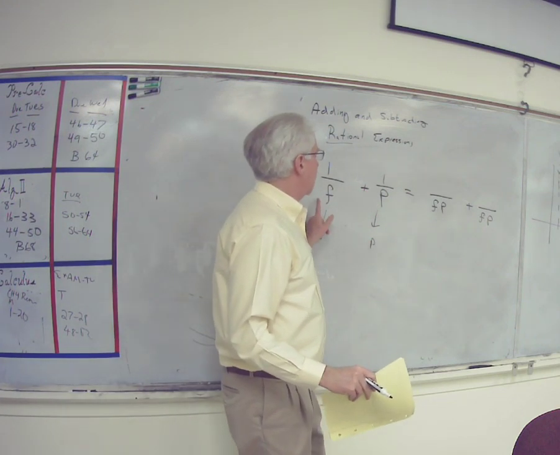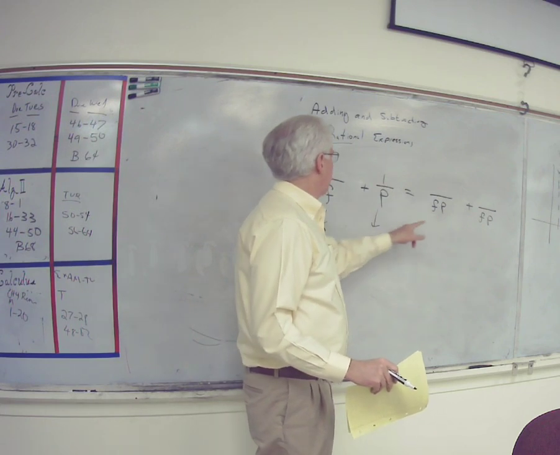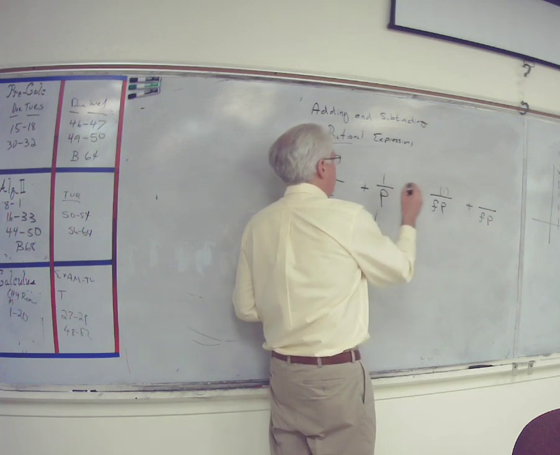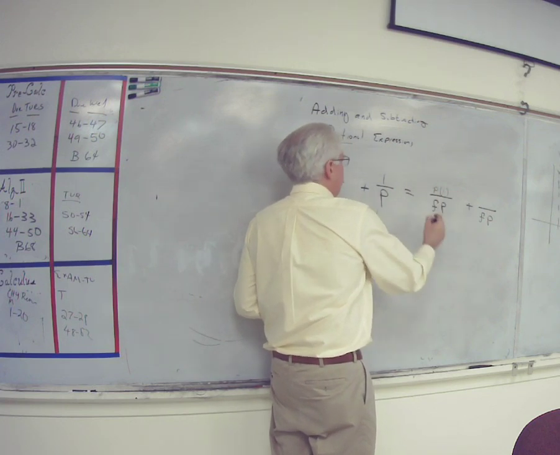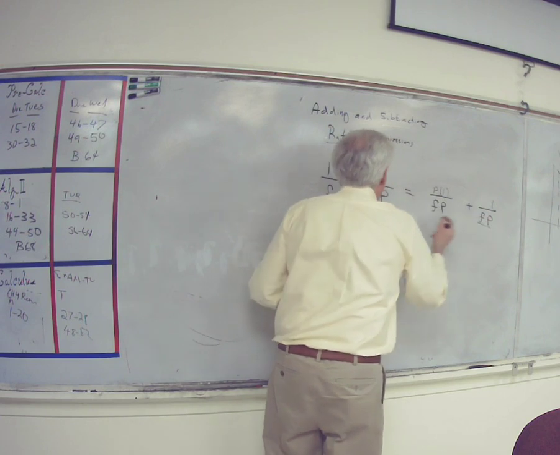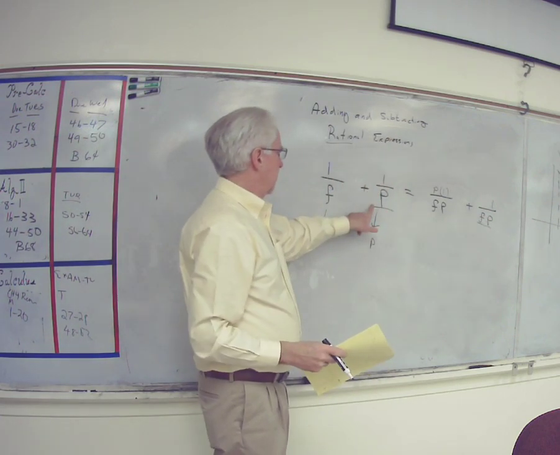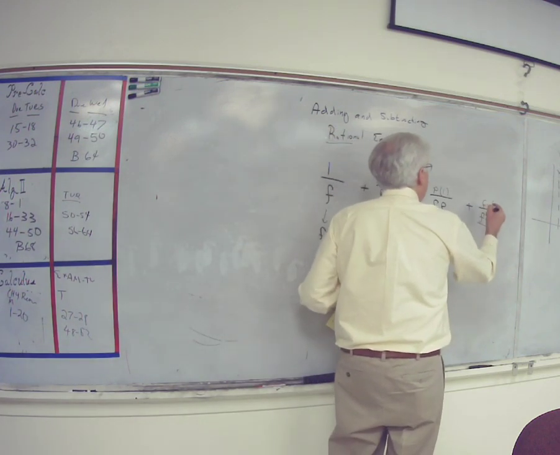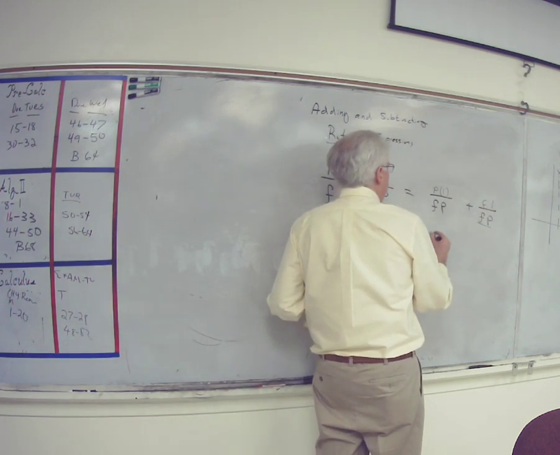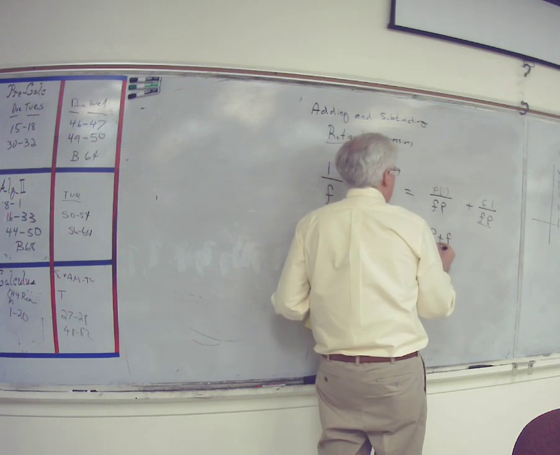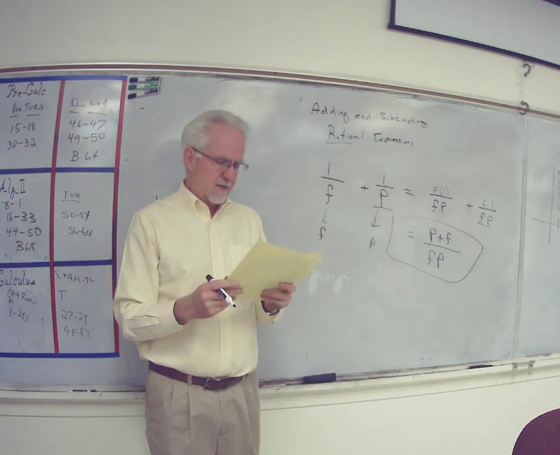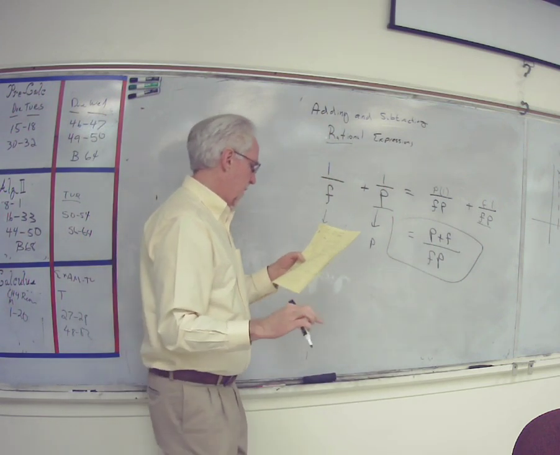Now, what did I multiply the denominator by? P. So what do I have to multiply the numerator by? P, right? And the 1 was already there. And then what did I multiply this denominator by? F. So what do I have to multiply the numerator by? F. Okay, so 1F. So this is equal to P plus F over FP. Do you see it works exactly the same? Okay, exactly the same. All right.